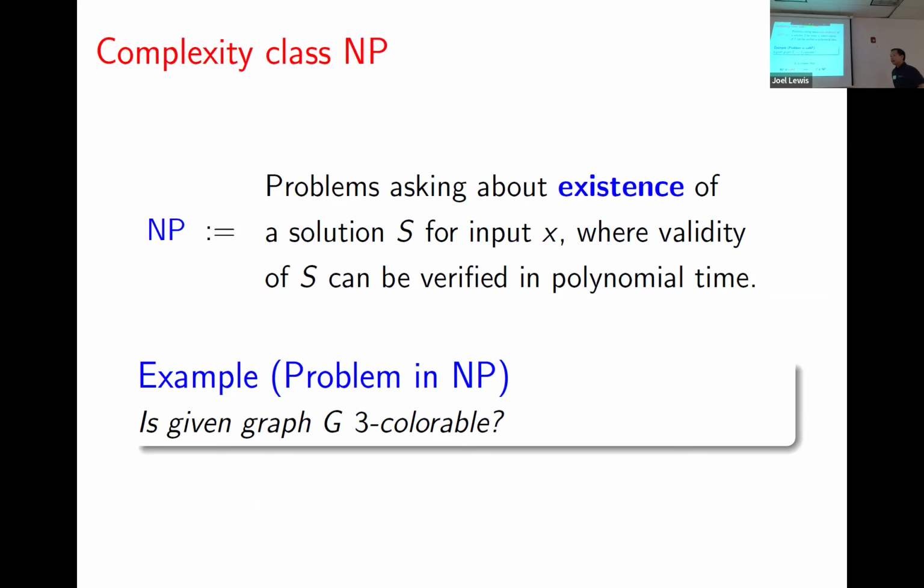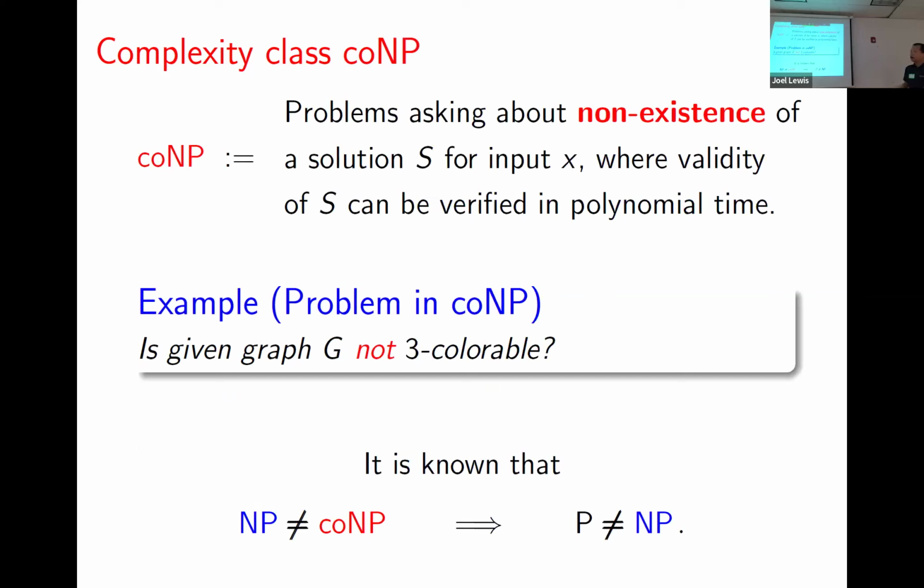The brother of this NP is coNP, which is like the opposite of NP. Rather than asking for existence, you ask for non-existence. So the other way to think is that if the answer in NP is yes, then in coNP the answer is no. If the answer for coNP is no, then the answer for NP is yes. An example would be asking if a given graph is not three-colorable.